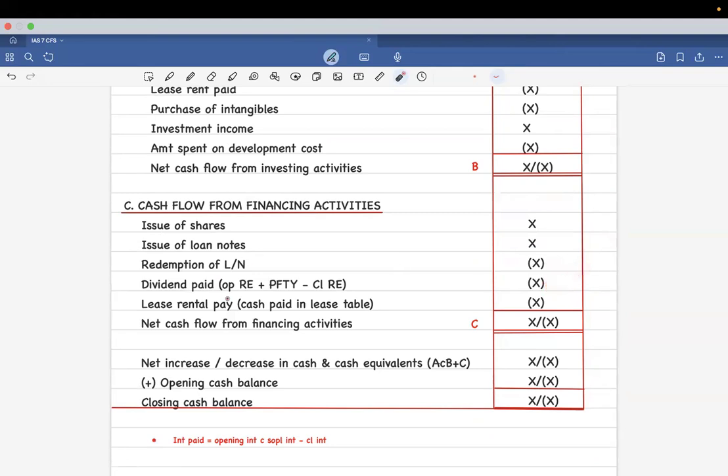So dividends paid, what is the equation? Opening retained earnings plus profit for the year minus closing retained earnings. This is derived from the equation of closing retained earnings. Usually, closing retained earnings is equal to opening retained earnings plus this year's profit minus dividends paid, right? When you rearrange this equation, you get this particular equation.